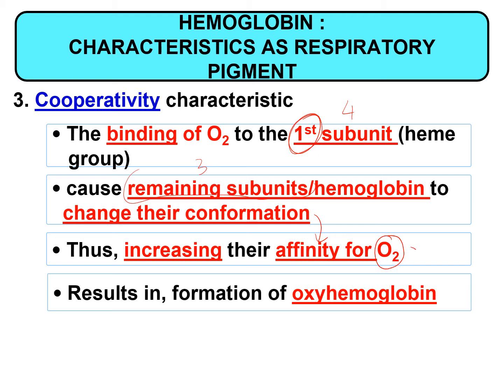So this results in oxyhemoglobin, meaning all the parts of the hemoglobin, 4 polypeptides, will be bound to the oxygen, forming oxyhemoglobin. If not, then the oxyhemoglobin is not completed. Okay?